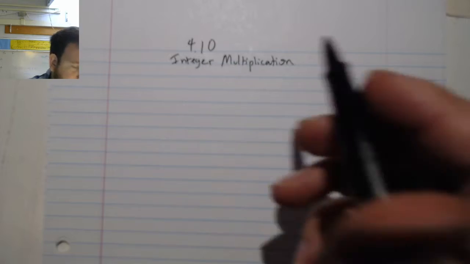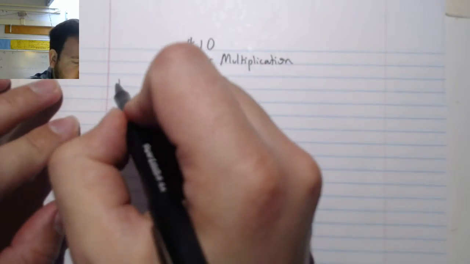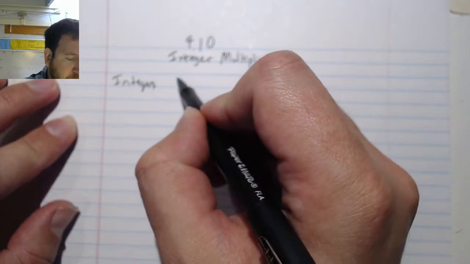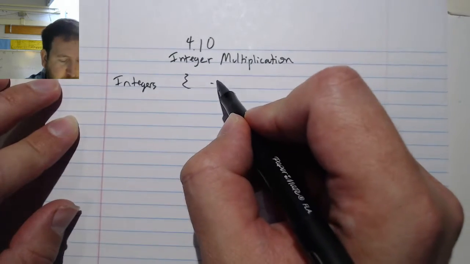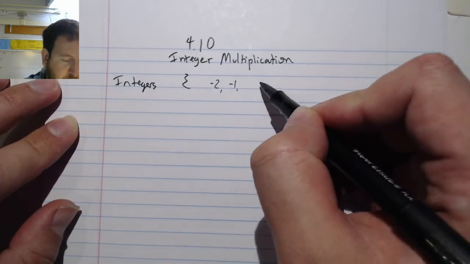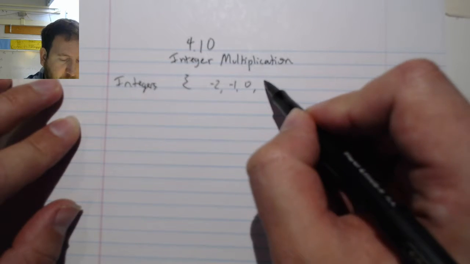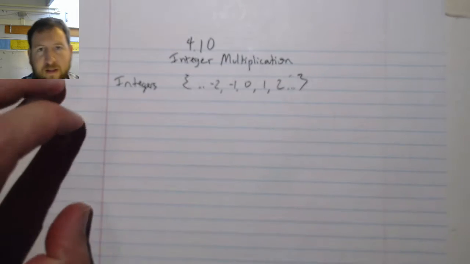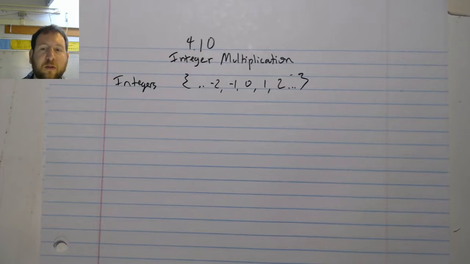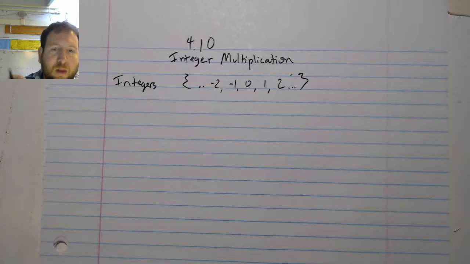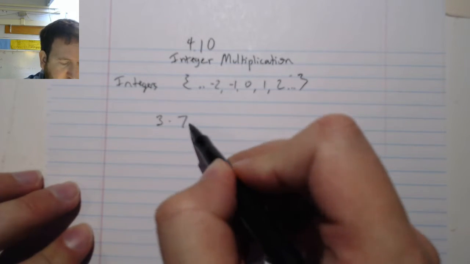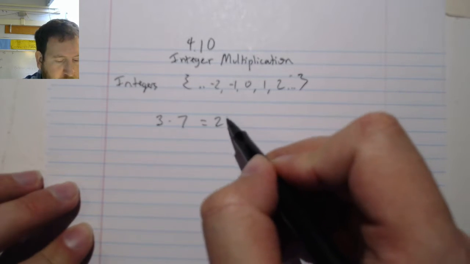So again, we're going to be talking about the set of integers, which is different than what we've been working with before. And remember, if we build that set real quick, we can go -2, -1, 0, 1, 2, and we put those little dots to show that the set kind of goes off infinitely in both directions. So we're going to be talking about multiplying numbers. So for example, I can write 3 times 7 is 21.